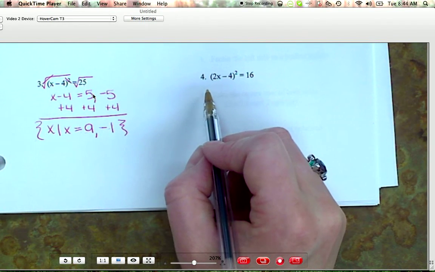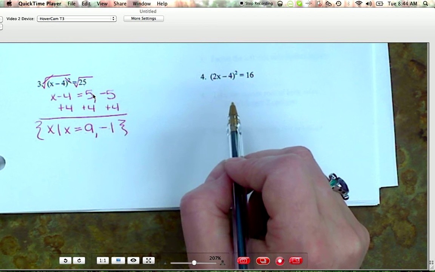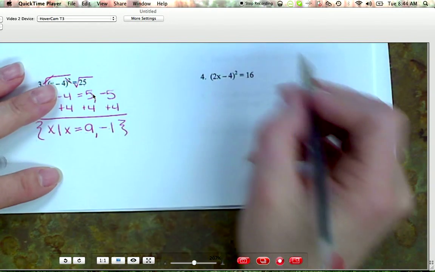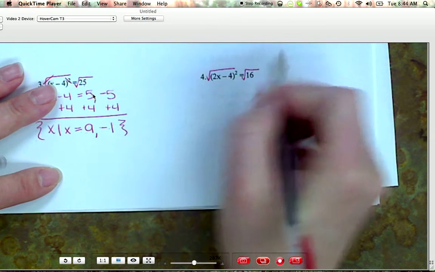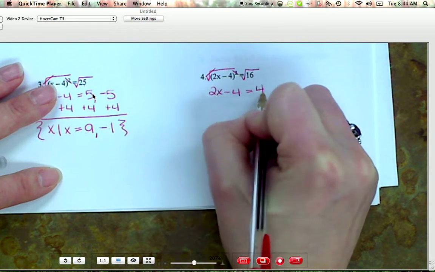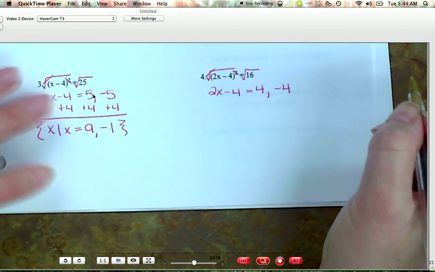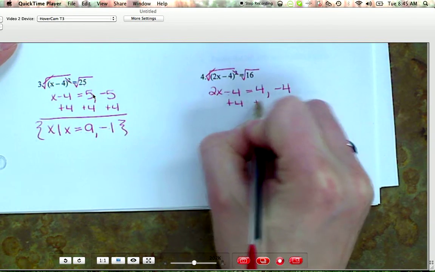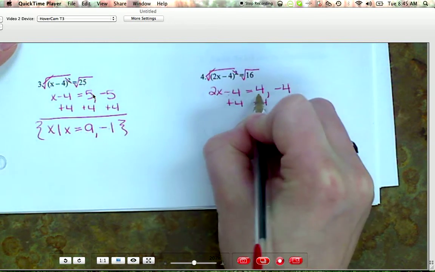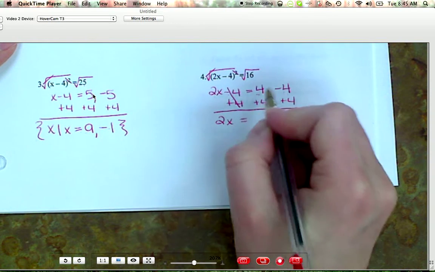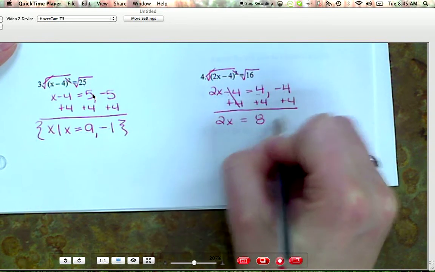And number 4, why don't you pause this, give that a chance, try to do that one on your own, and then come back and check it. Okay, so we're going to take the square root of both sides. The square and the square root cancel, as they have in each problem. Square root of 16 is 4 and negative 4. Now, we're still solving for x, but this time it takes 2 steps. So we undo addition and subtraction first by adding 4 to the left side and both answers on the right side. We get 2x. These drop out. We get 4 plus 4 is 8, and negative 4 plus 4 is 0.